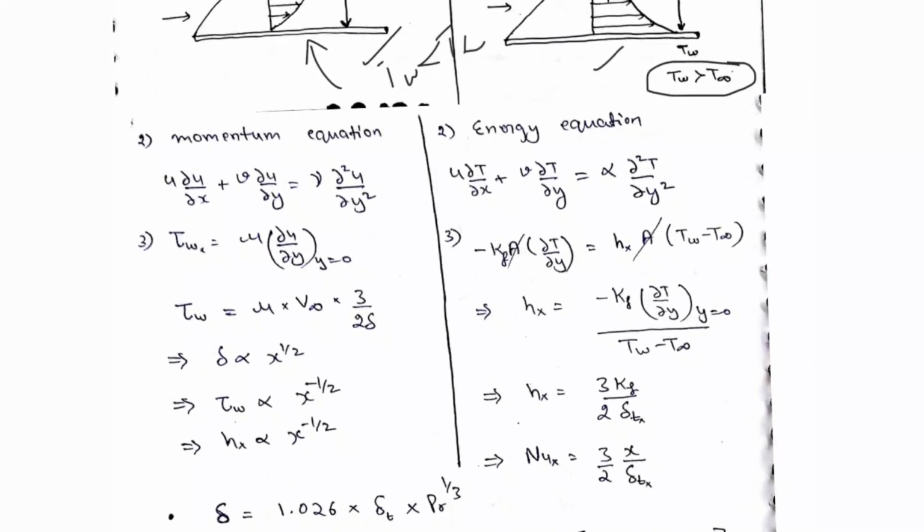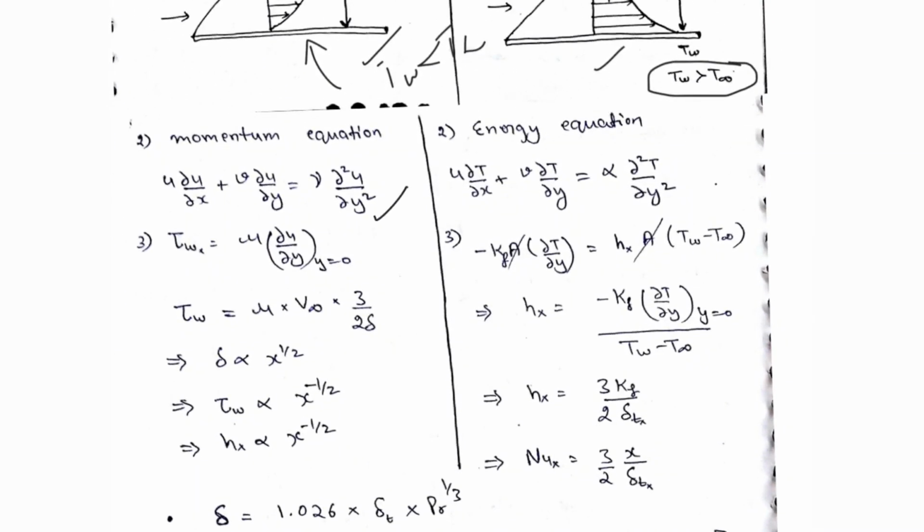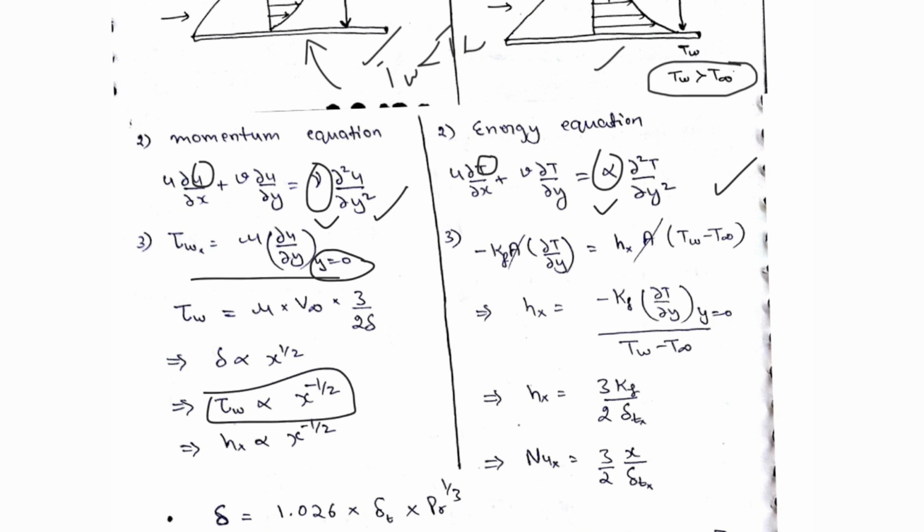The momentum equation on the left side is this, and the energy equation is this. Only difference is, here you have U, here you have T, here you have nu, here you have alpha, where alpha indicates thermal diffusivity, nu indicates momentum diffusivity. Wall shear stress is mu times dou u by dou y at y equal to 0. You will get shear stress proportional to x power minus 1 by 2, and delta proportional to x power 1 by 2, hx proportional to x power minus 1 by 2.